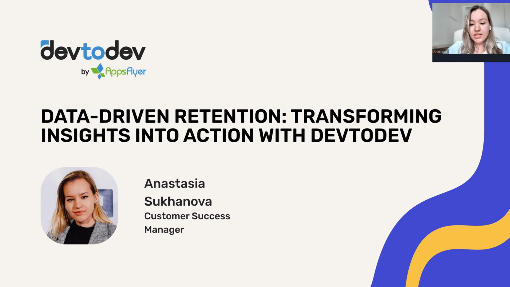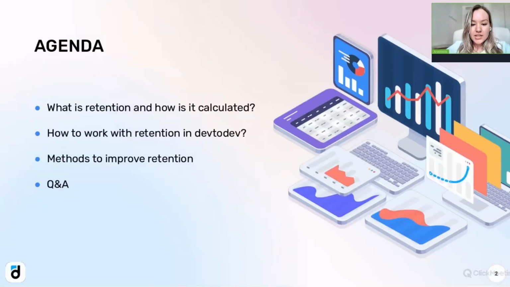So I guess we can start. Today we are going to talk about a very important metric that I'm sure you're all familiar with: retention. Our plan will look like this. First, we'll recall what retention is, how it is calculated, and discuss different types of retention. Then, together with me, we'll explore the various ways to use retention in devtodev. And finally, our team has prepared a few ideas on how to influence retention.